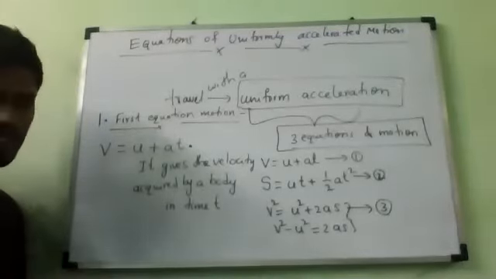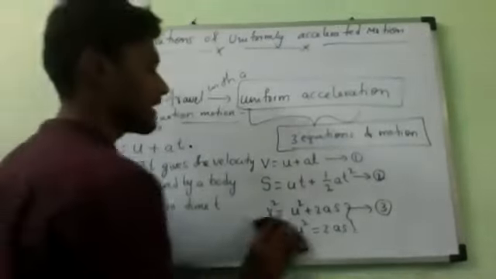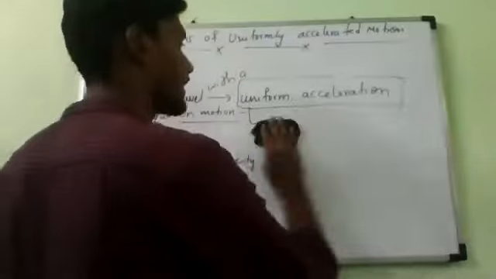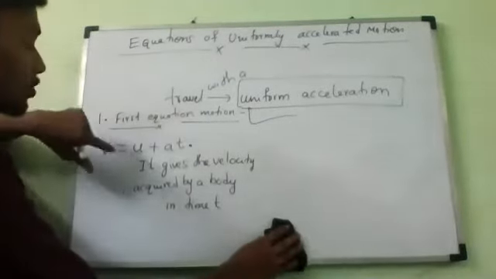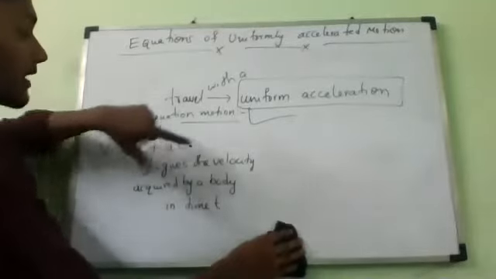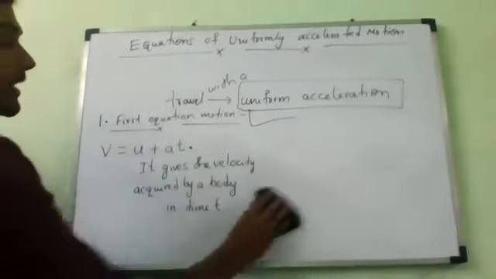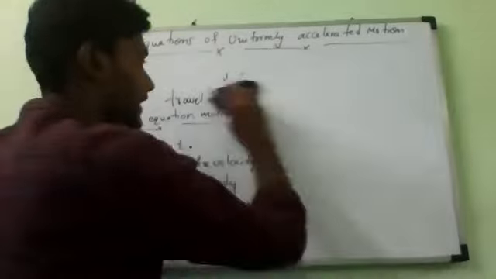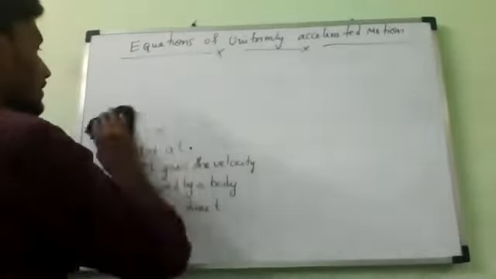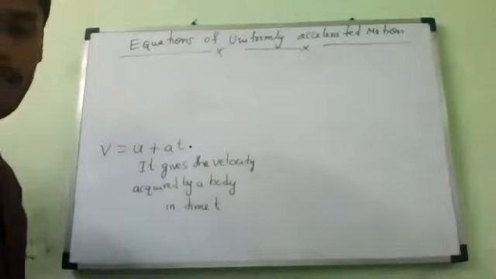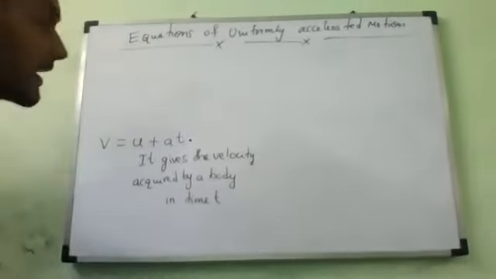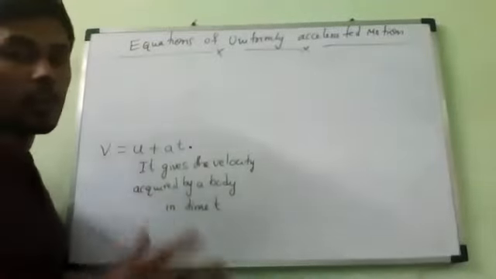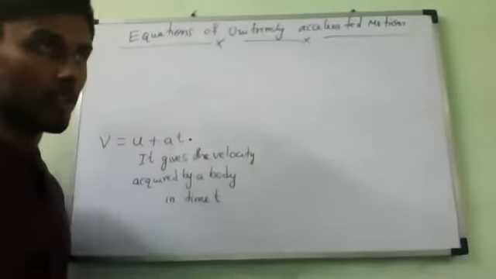It is a very simple derivation, not at all difficult. Keep the heading: first equation of motion, V equals U plus AT. It gives the velocity acquired by a body in time t. Write this until here, and if it is over, say yes. Then I will start solving the derivation.